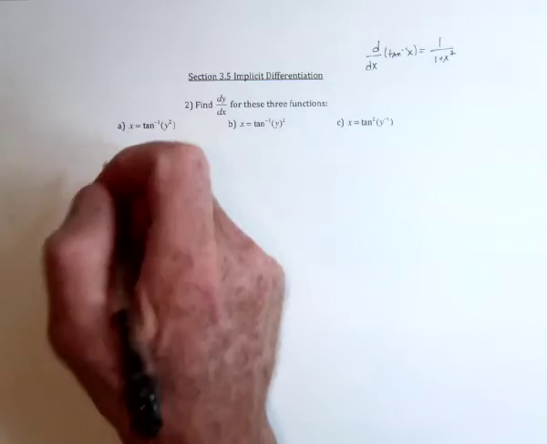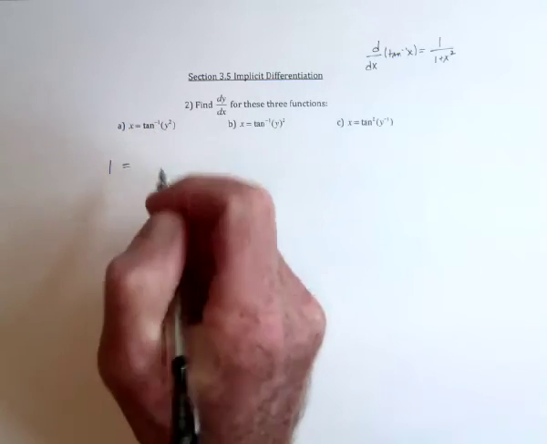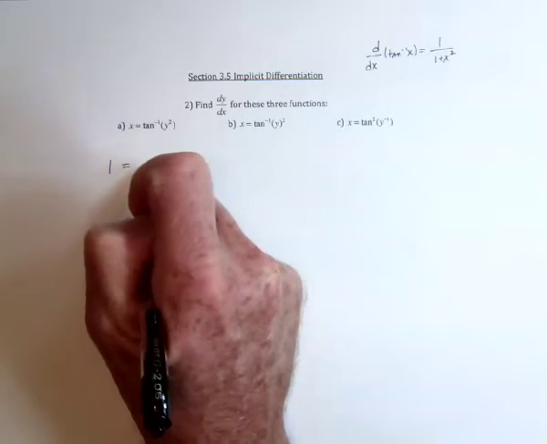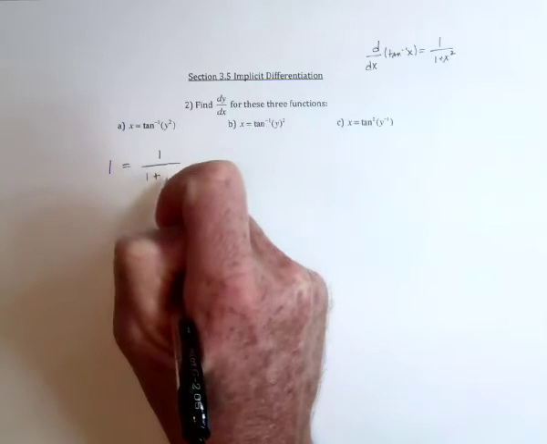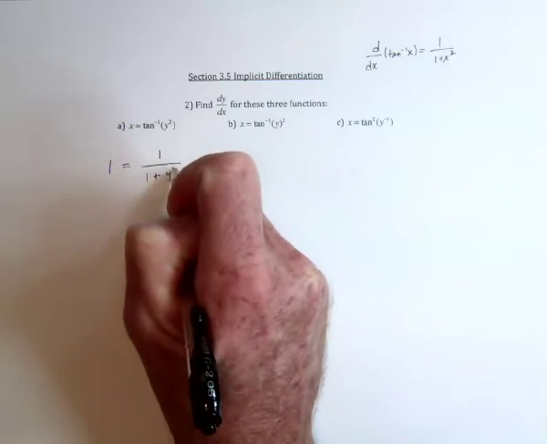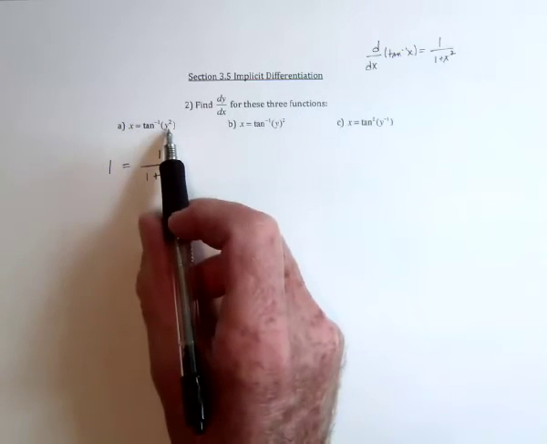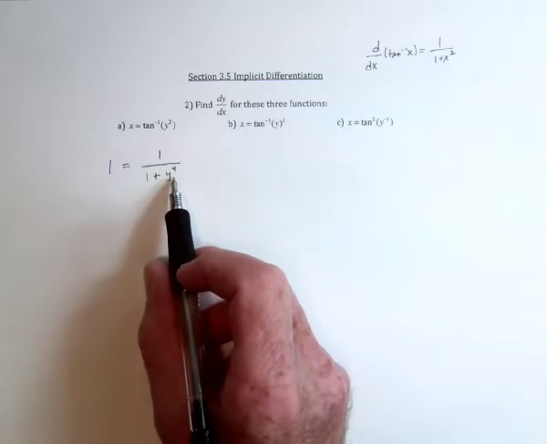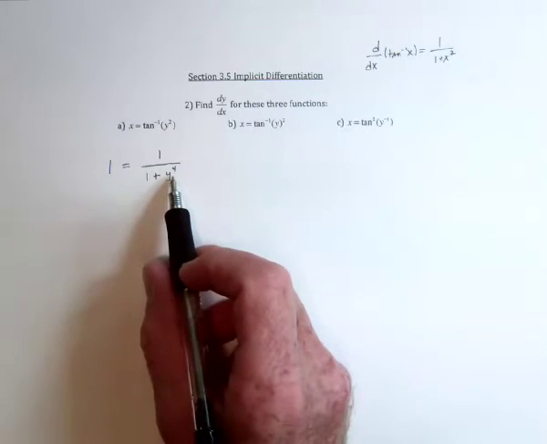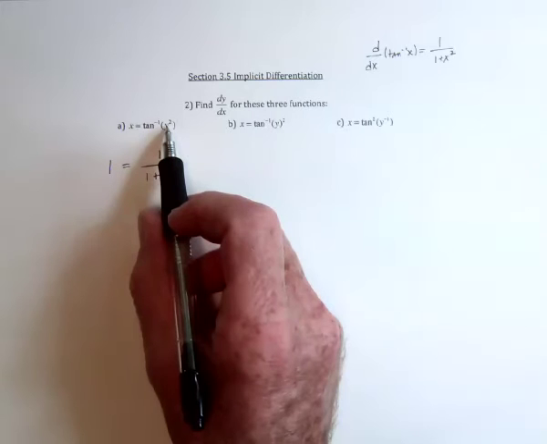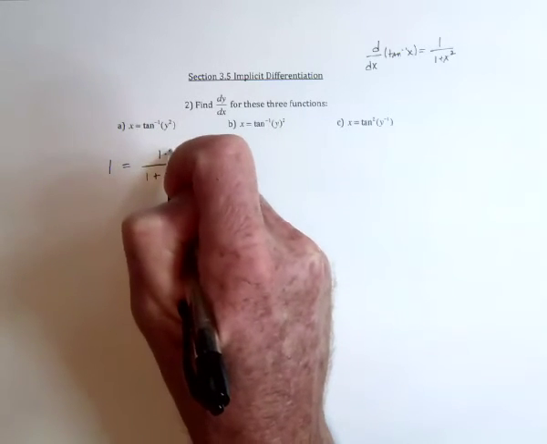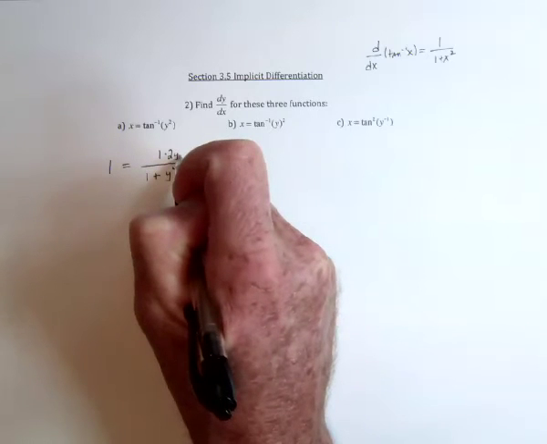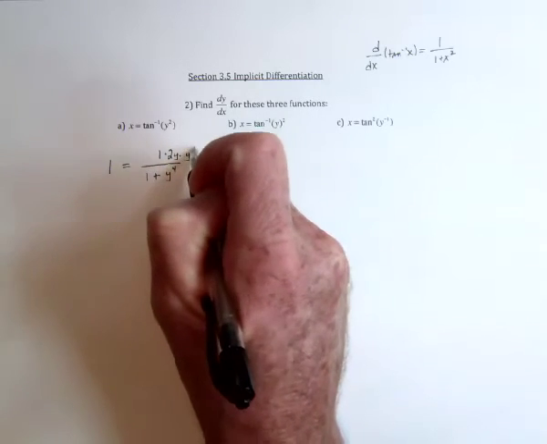So the derivative of x is going to be 1 equals the derivative of tangent inverse is 1 over 1 plus the argument squared. So y squared squared is going to be y to the fourth. And then the chain rule says take the derivative of the inside function. So take the derivative of y squared, which is a 2y, and then you have to take the derivative of y, so that's y prime.